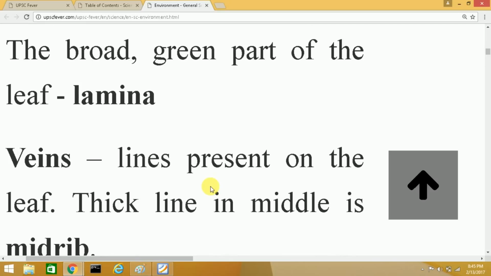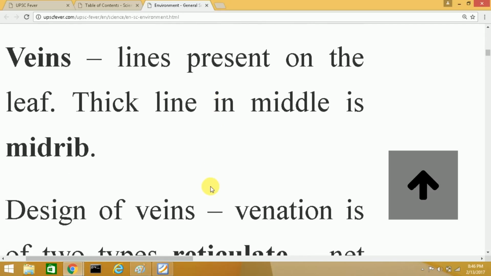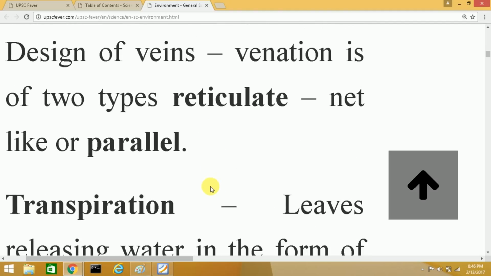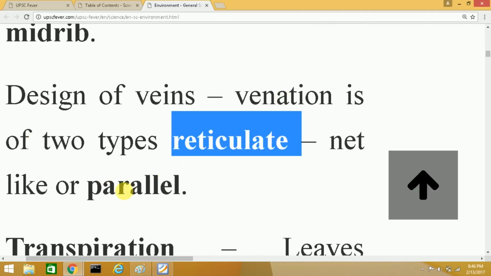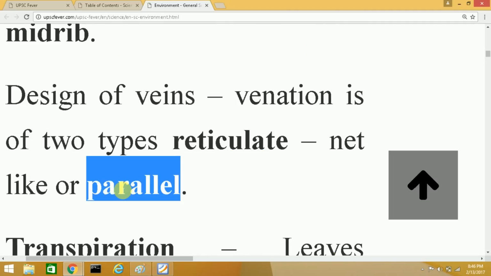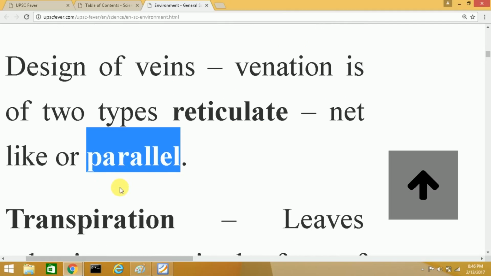Then on the lamina you will find thin lines known as veins, and these veins have a thick middle line which is known as the midrib. The design of the veins can be of many types. For example, it can be a net-like structure, or they can be parallel to each other. Depending upon the type of the design, there is reticulate venation and there is parallel venation. Reticulate means like a net.